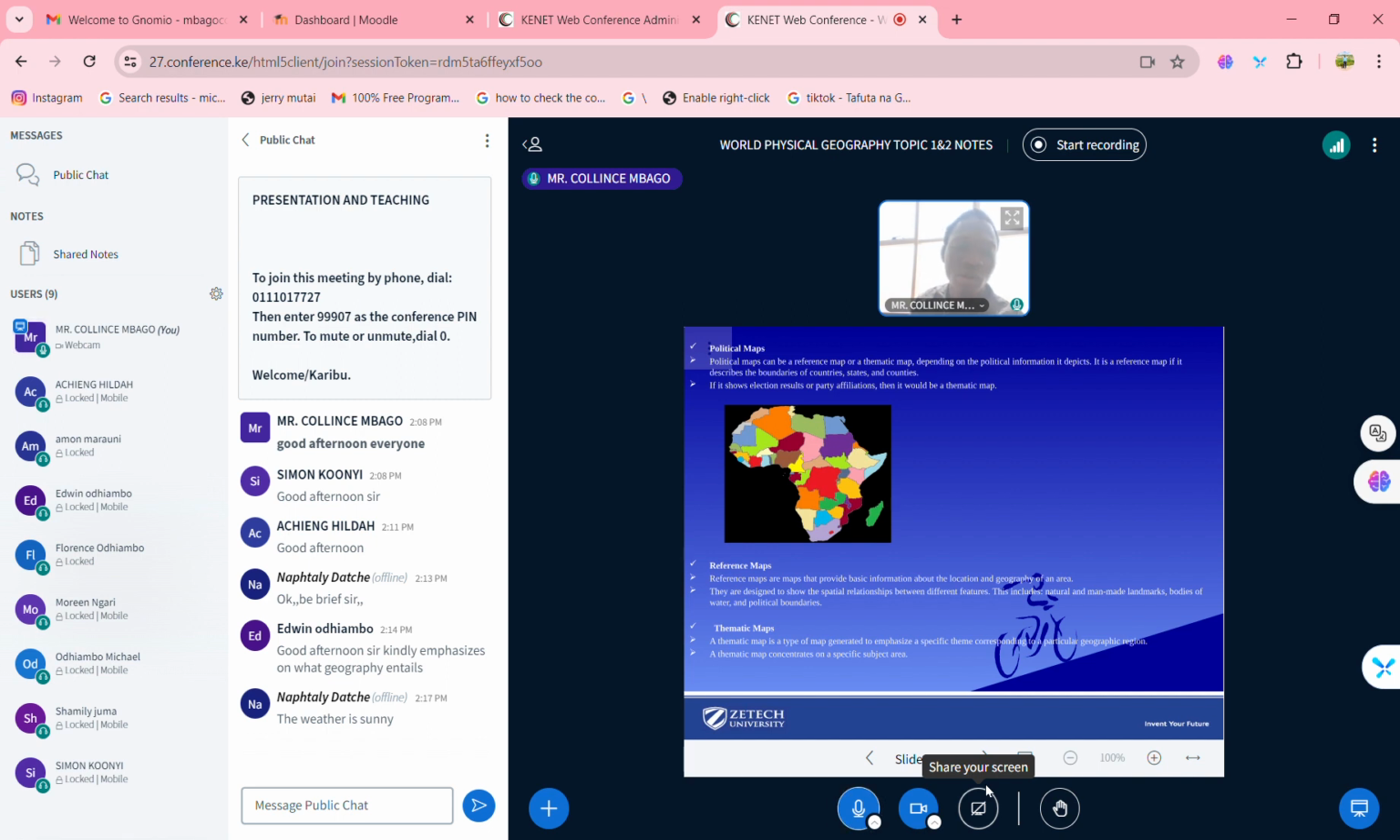We have political boundaries. Then we have thematic maps, which is a type of map generated to emphasize a specific theme corresponding to a particular geographic region. A thematic map concentrates on specific subject areas.